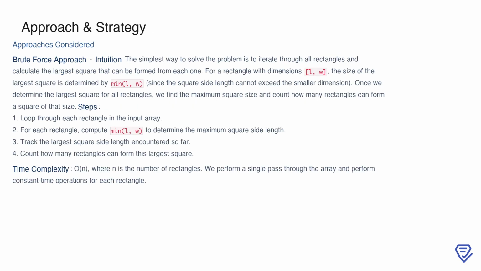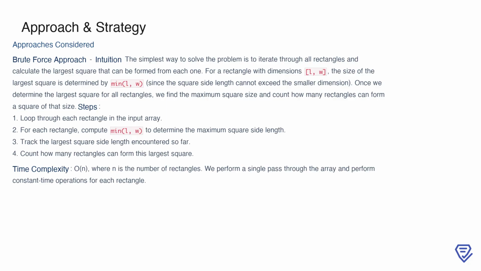To solve this problem, the brute force approach provides a very intuitive starting point. The idea is straightforward: for each rectangle in the input, we calculate the largest square that can fit within it. This is determined by the smaller of the two dimensions of the rectangle, L and W, as the side length of a square cannot exceed the shortest side of the rectangle. Once we calculate this value for each rectangle, we keep track of the largest square size we've encountered so far and count how many rectangles can form a square of this size.